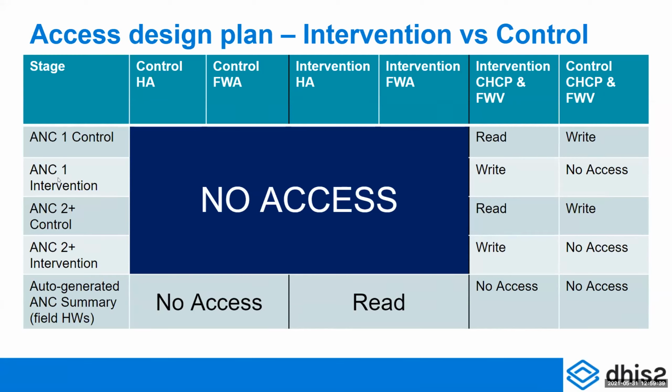But when we look at the ANC1 intervention, the control have no access. So again, we are replicating the paper system, where the facility worker only sees the information that she writes. She's not going to see information entered anywhere else. But the intervention worker can see both the control's information as well as the intervention's information. So she can read. Of course, she shouldn't edit someone else's data. It's a similar thing for the subsequent ANC stage.